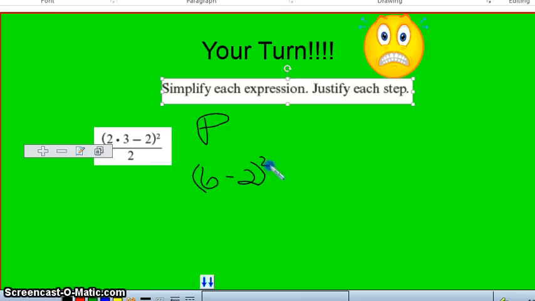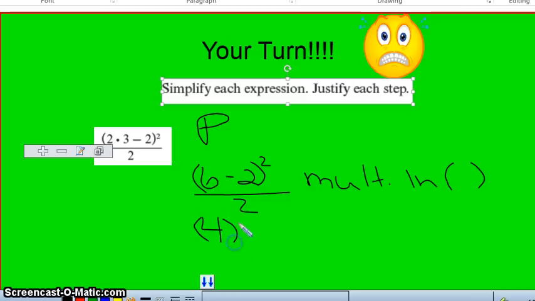And then we've got square all over 2. We're still not done with our parentheses. This was multiply in parentheses. Okay, now we're going to subtract inside this parentheses. So we've got 4 over 2. That step we subtracted, parentheses.